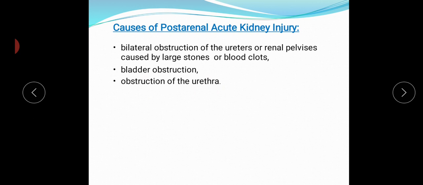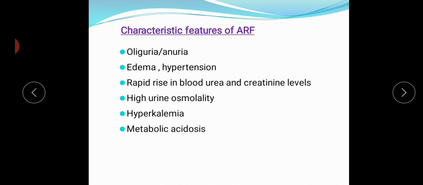Then the post-renal causes. That means the causes are within the renal system but not within the kidney. It may be within the ureters, the bladder, or the urethra. Obstruction to both ureters, at the pelvic level, that means within the renal pelvis or throughout the course, may lead to renal failure. Then bladder obstruction, mainly due to a stone, which will obstruct the bladder and cause damage to the kidney. The third one is obstruction of the urethra. So these are the various causes of acute renal failure.